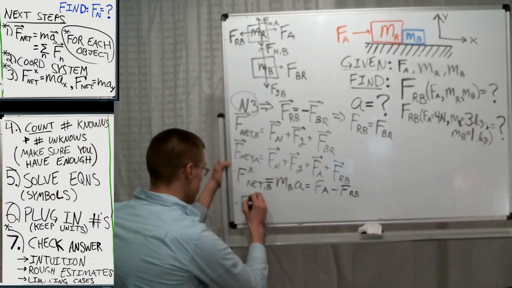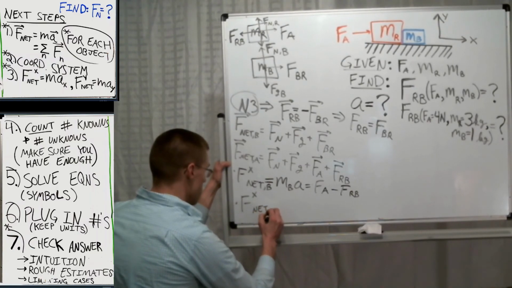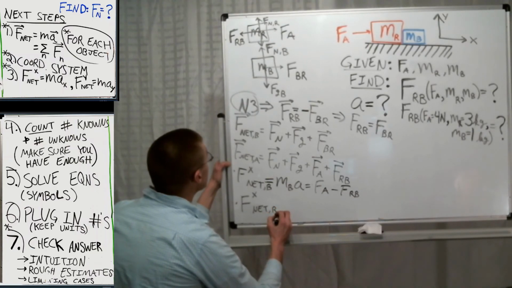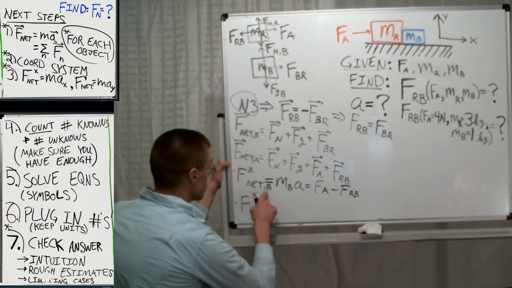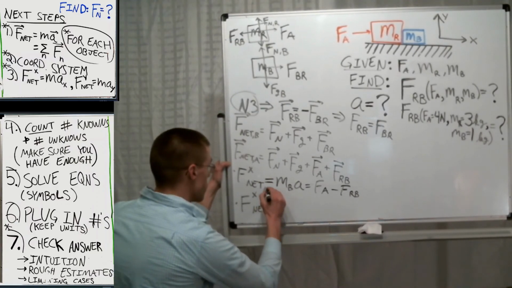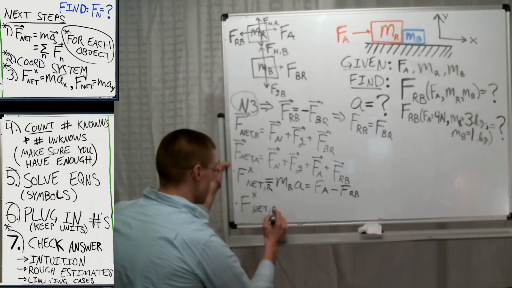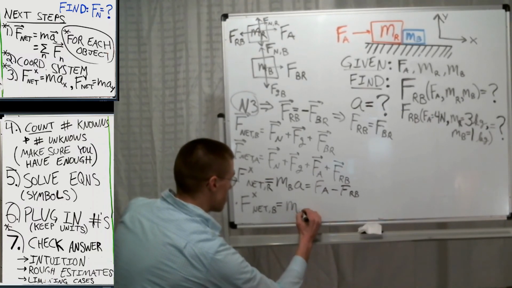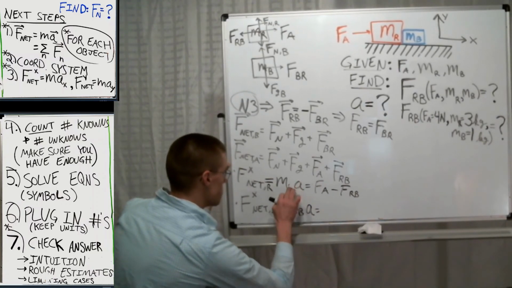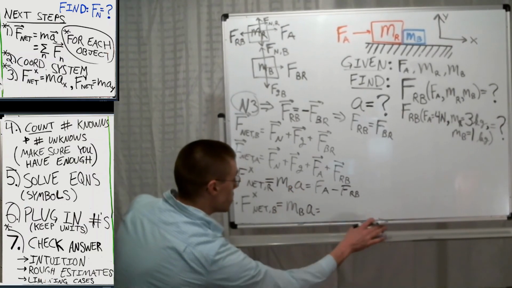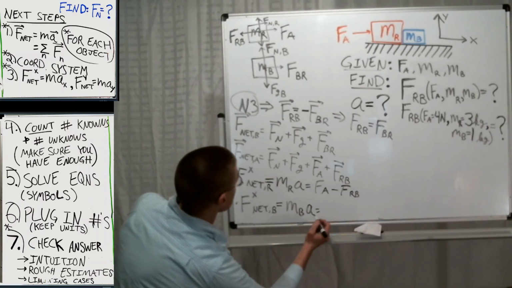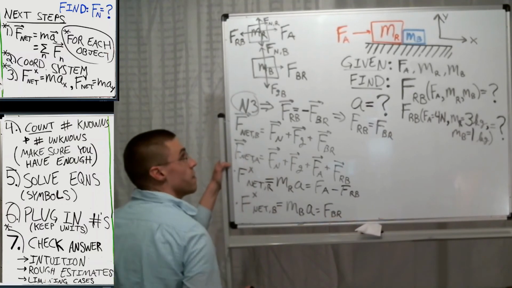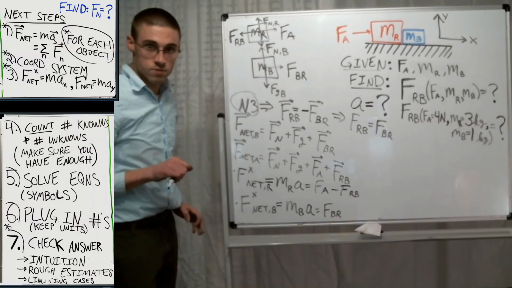Also, Fx net on the red box. Sorry, up here I was doing the red box. Here I'm doing the blue box. So the blue box, the second box over there, it's mass of the blue box times a is equal to just FBR, right? And that force is in the plus x direction, so that's good.